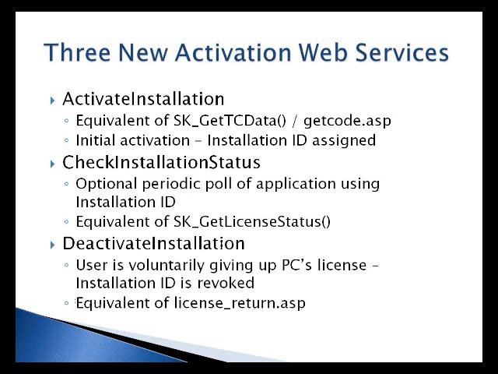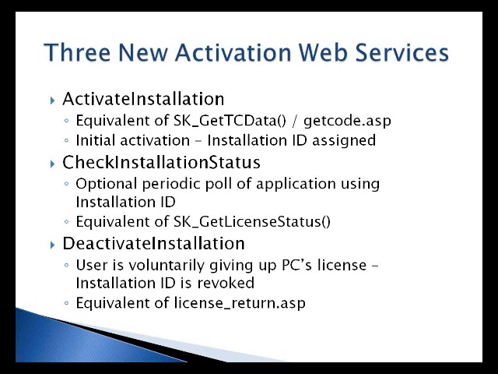The last web method, called deactivate installation, is also optional. It's used to voluntarily give up a license from a specific PC. What it does is it marks the installation as deactivated. It increments the activations left parameter so that that license can be activated on another machine, and it decrements a new parameter called deactivations left. This is the equivalent and replacement of the license_return.asp script.